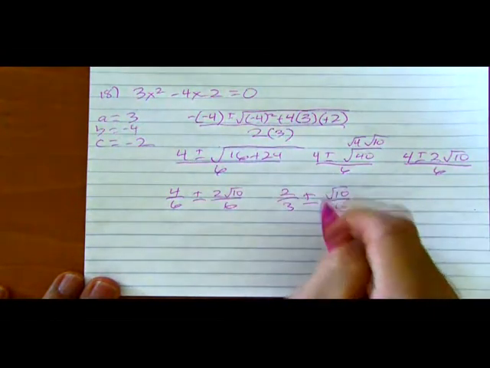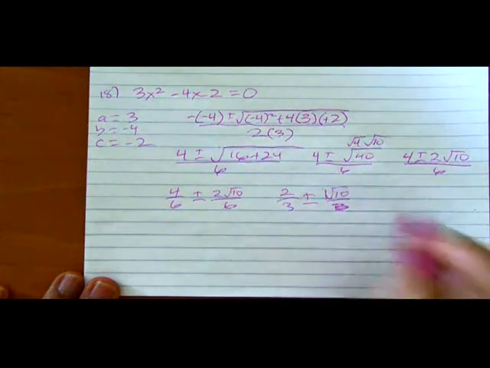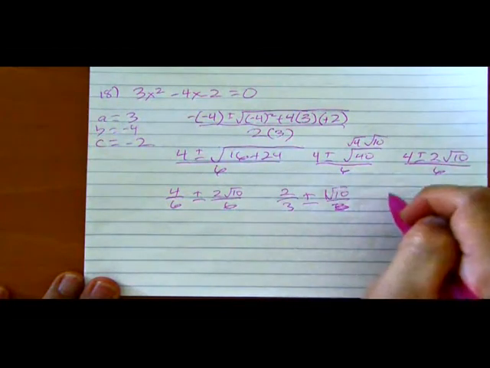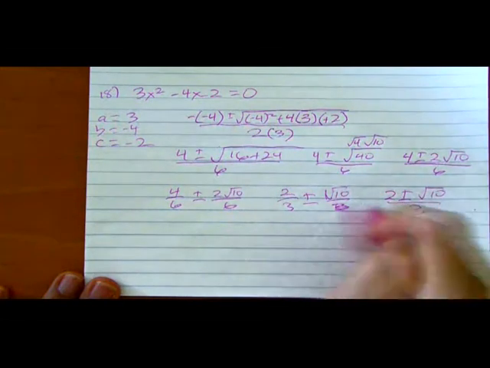Or if you want, oh, it's not 6, 3, sorry. 1/3. Yeah, so 1 radical 10 over 3. If I had gone from here, just divide everything by 2, that would have been 2 plus or minus radical 10 over 3. So either of these are fine.